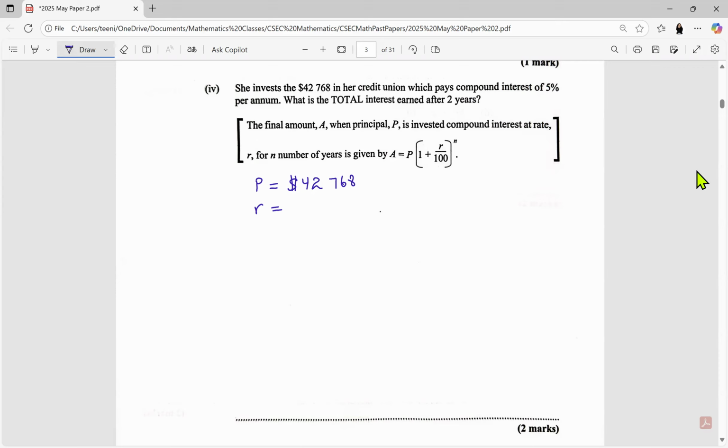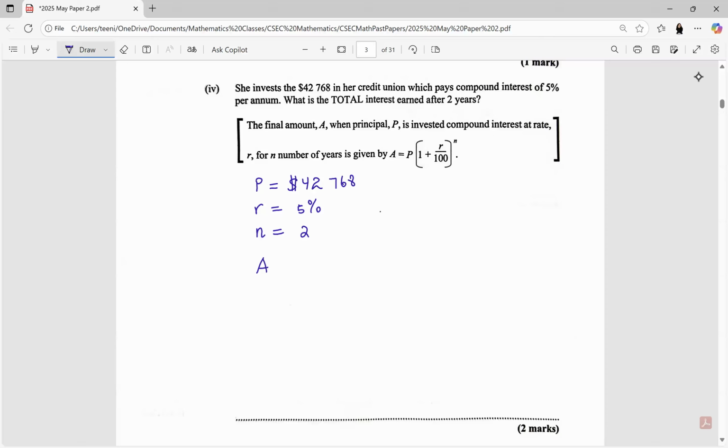The rate is 5%. Right, so the rate is 5%. And then, Josh, P, what is the number of years? N. Perez, that's you, Lovey. What's the number of years? 2. Right, so N is 2. So now we just substitute these values into the formula, right?